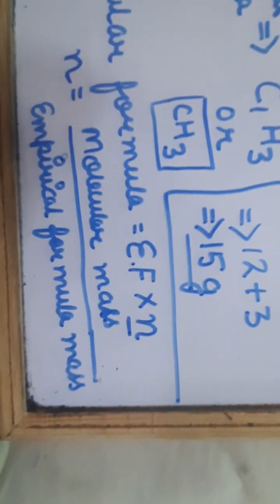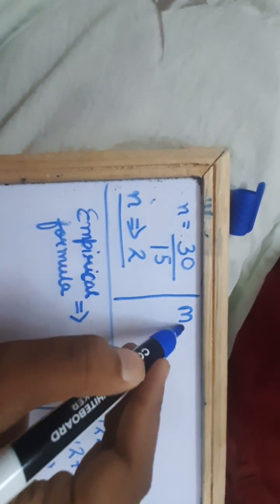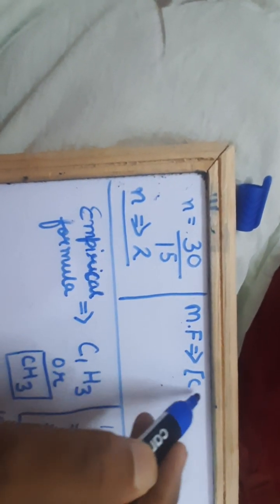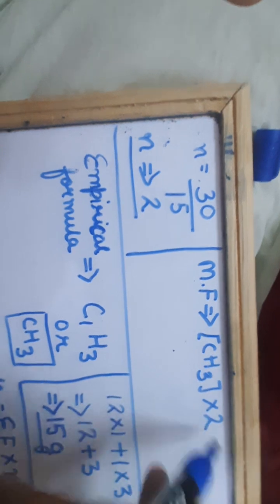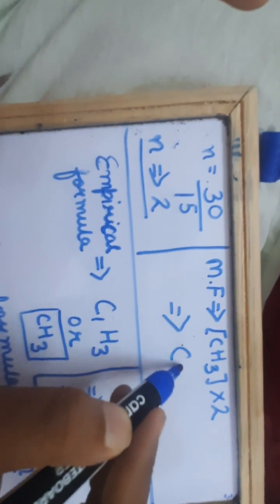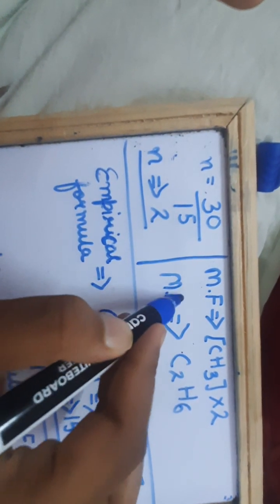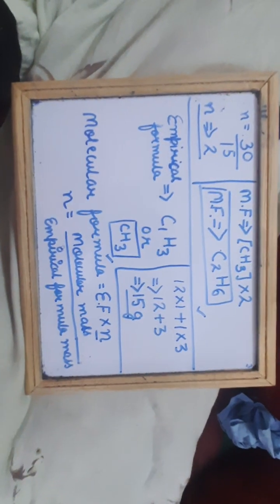We got n. Now what is the formula to find the molecular formula? Empirical formula into n. We have the empirical formula as CH3. Let's write the molecular formula as CH3 into n. n is 2, which gives C2H6. It is the molecular formula. We got both answers. Pause the video to note it down.